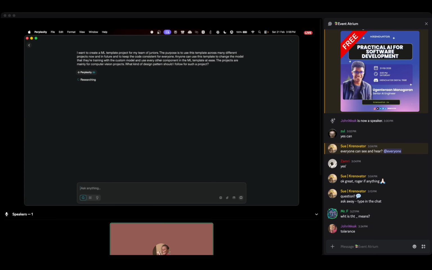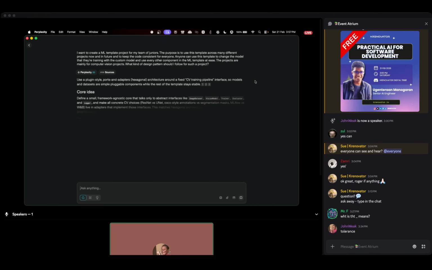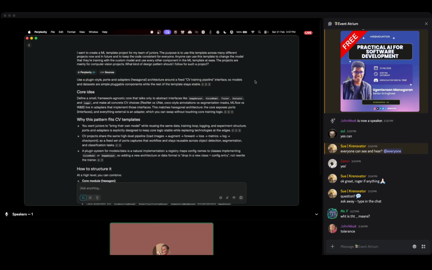Alright, so let's see what it says. So you want to give as much constraint as possible to your AI, and as much information on your objective, so that it can come up with a proper solution, right? Now, it says here to use ports and adapters. It's a hexagonal architecture, which is something that I've been using quite recently. And I think that this is a really good architecture to begin with.